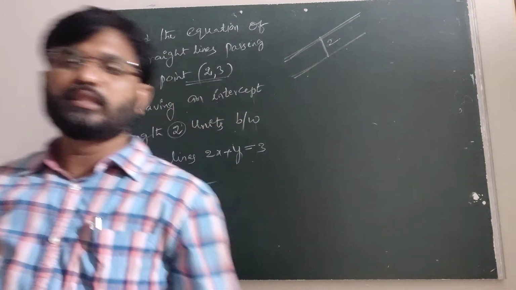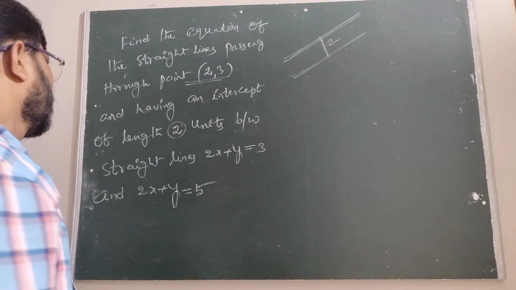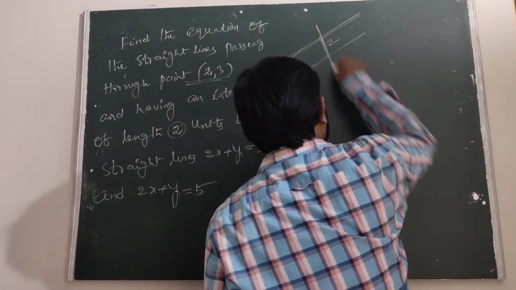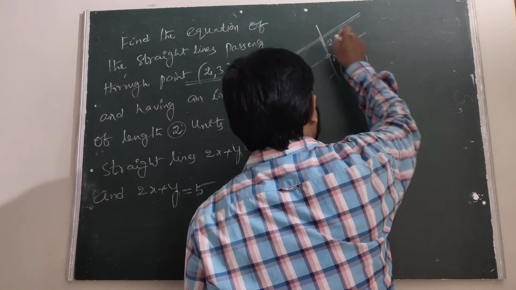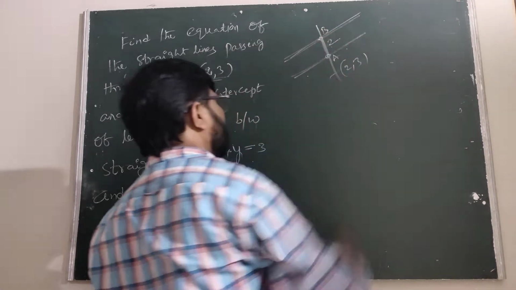Okay. Therefore, now we have to find the line. Suppose the line, this one, is passing through (2, 3). Now this intersects at A and this intersects at B. The length of AB is given as 2.